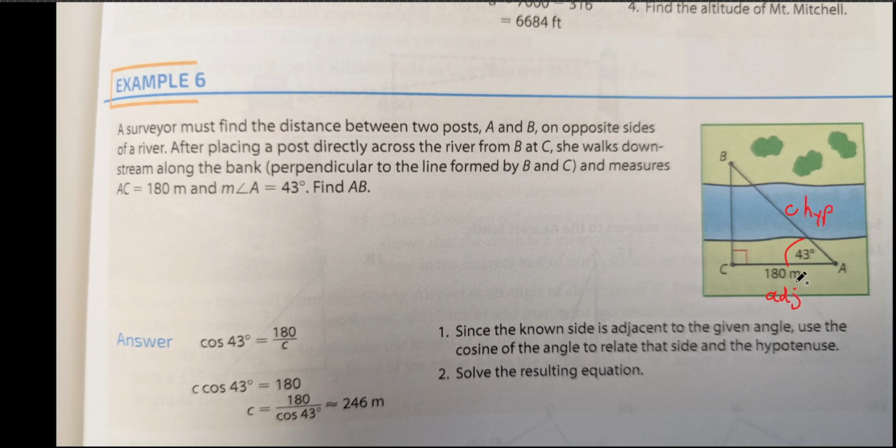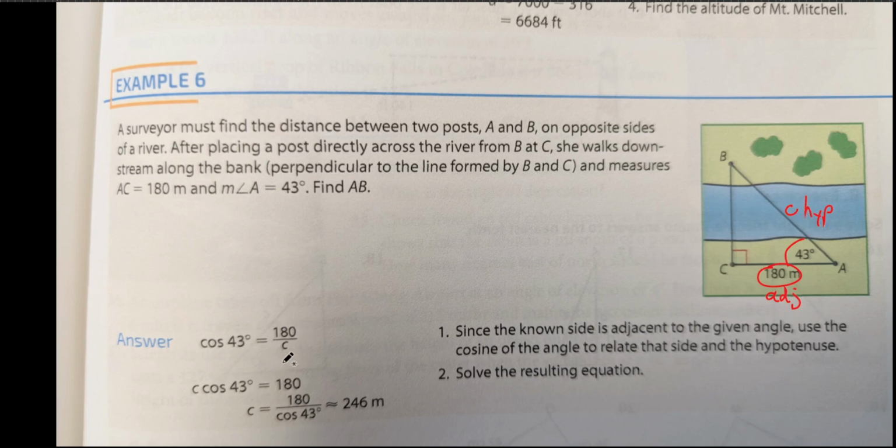So what trig function uses adjacent and hypotenuse? CAH, C-A-H, right? SOH CAH TOA. So CAH, that's cosine equals adjacent over hypotenuse. Everybody with me? So there it is. The cosine of the angle, cosine of 43, equals the adjacent, which is the 180, over the hypotenuse, and the hypotenuse is the C.